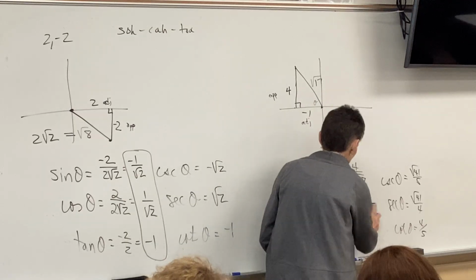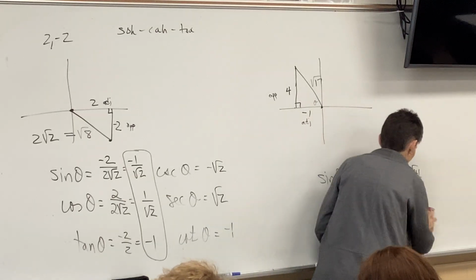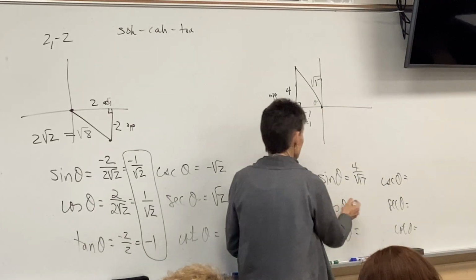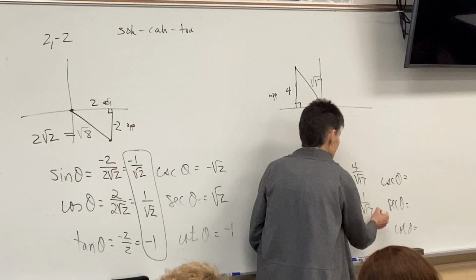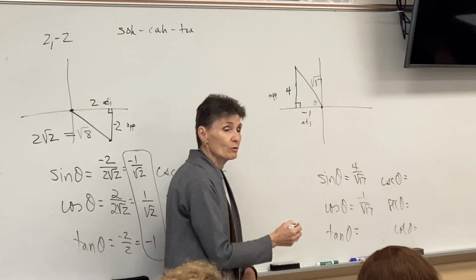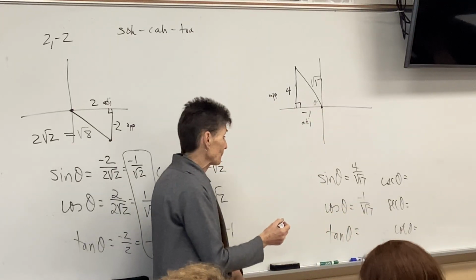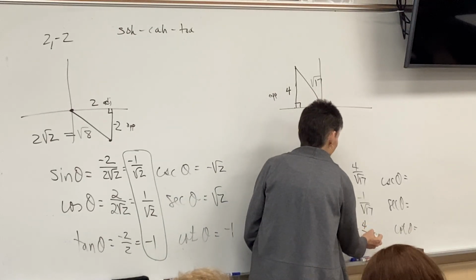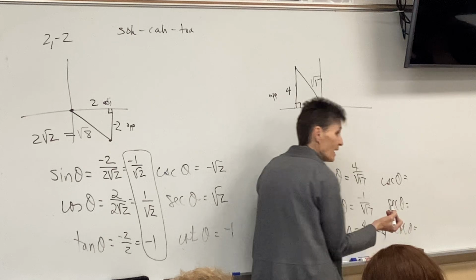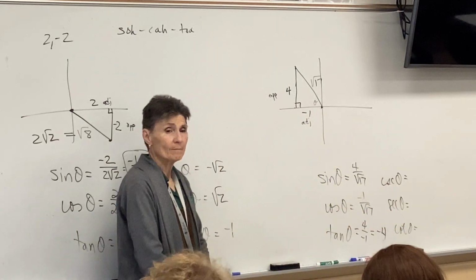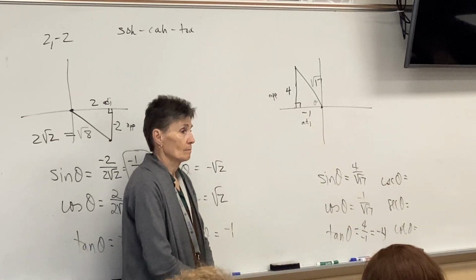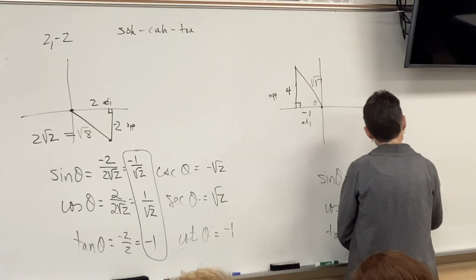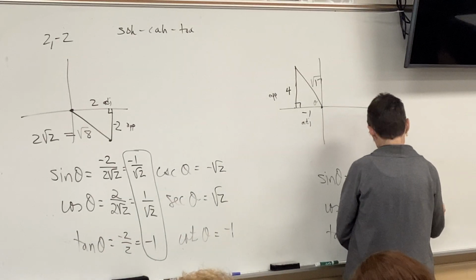Okay. And cosine is -1 over the square root of 17. Those negatives are important, so make sure you're keeping them. And the tangent is technically 4 over -1, but I'm going to write that as -4. And then my reciprocals. 17 over 4, -17.